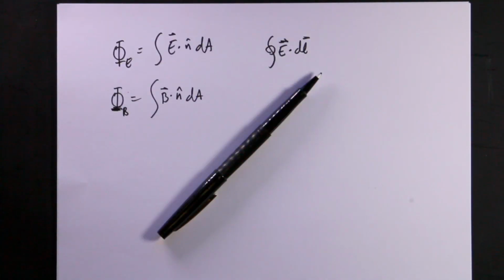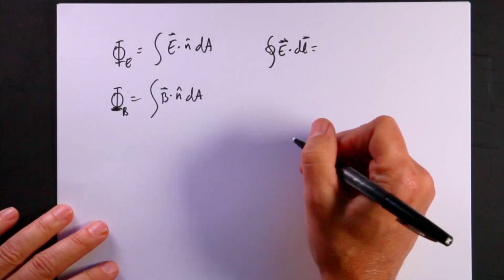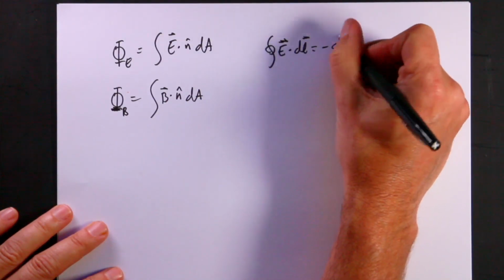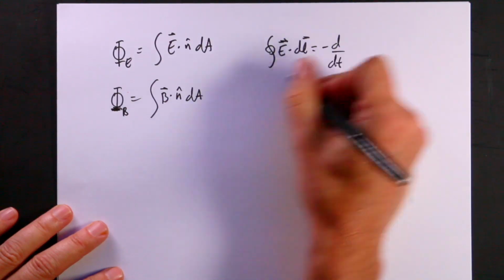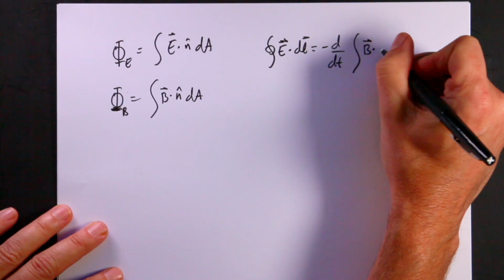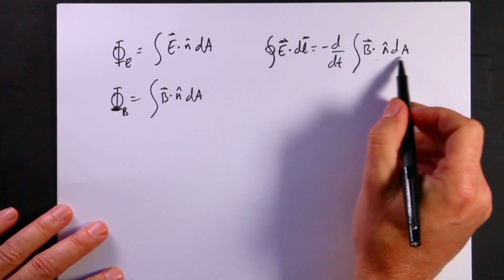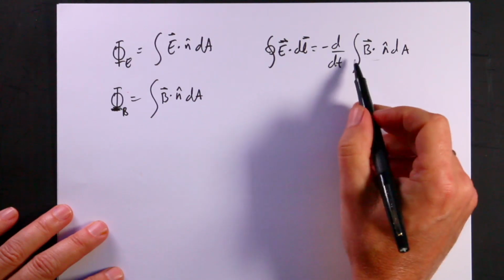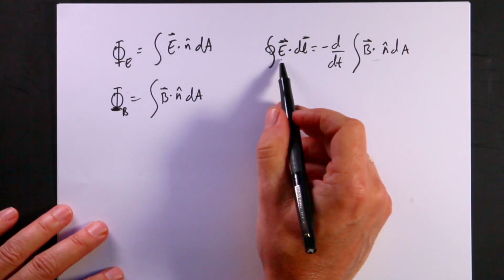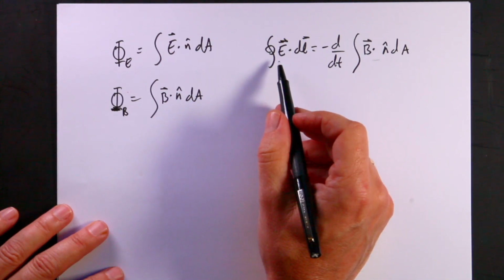And so it would seem kind of strange to write this: the integral of E dot dl not equal to 0. But it is not equal to 0. It is equal to the negative derivative of the magnetic flux. So this is the same equation for calculating the electric flux, except we have the magnetic field. And this is the same part of, it looks like Ampere's law, except it has an electric field.